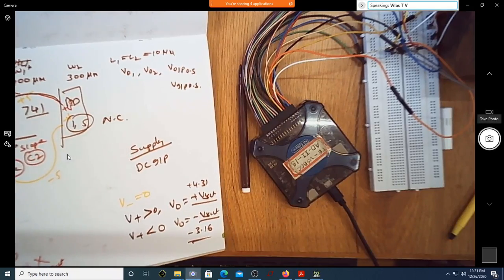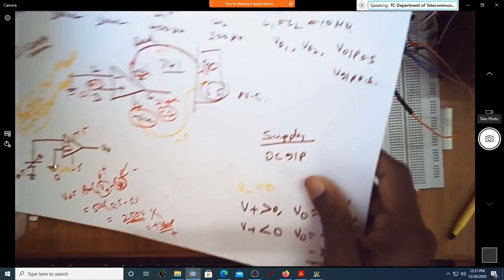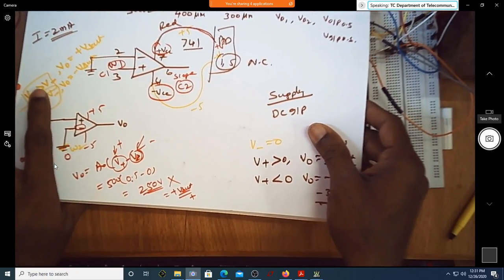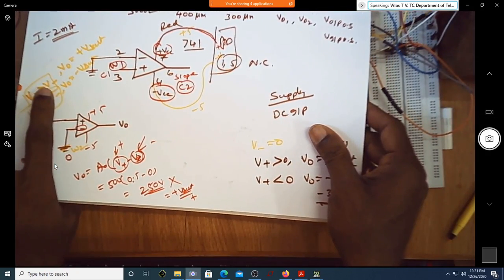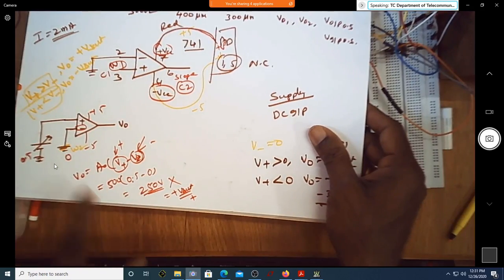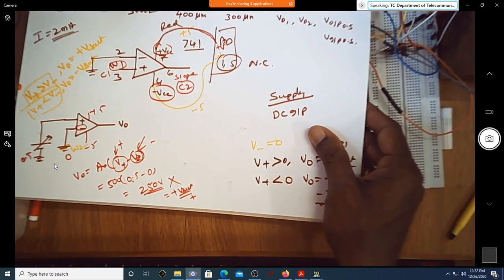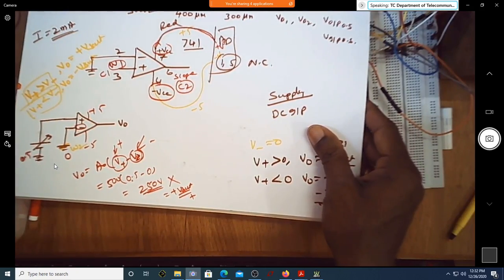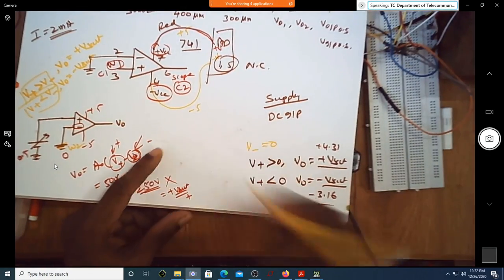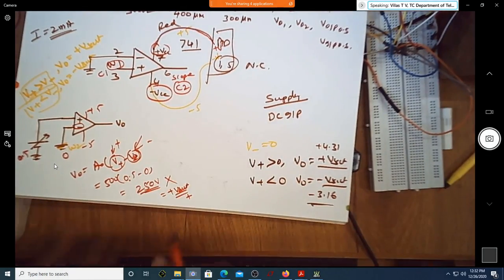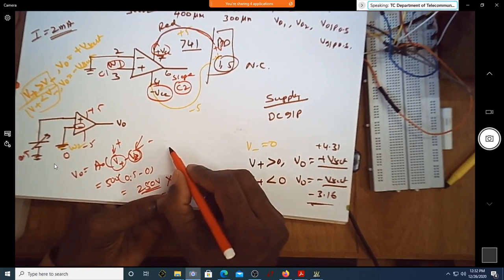This is the simple relation. If V plus is more than V minus, V naught is plus V sat. If V plus is less than V minus, V naught is minus V sat. This is not coming from heaven. It is coming from this only. Don't think that sir has given some equation that I need to remember. It is not so.